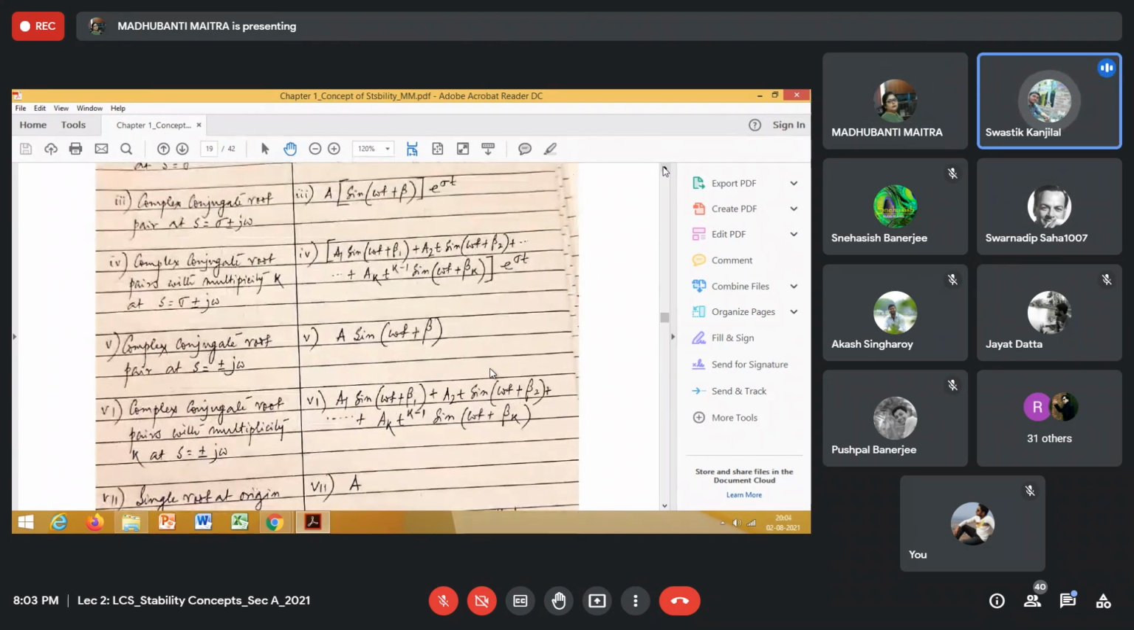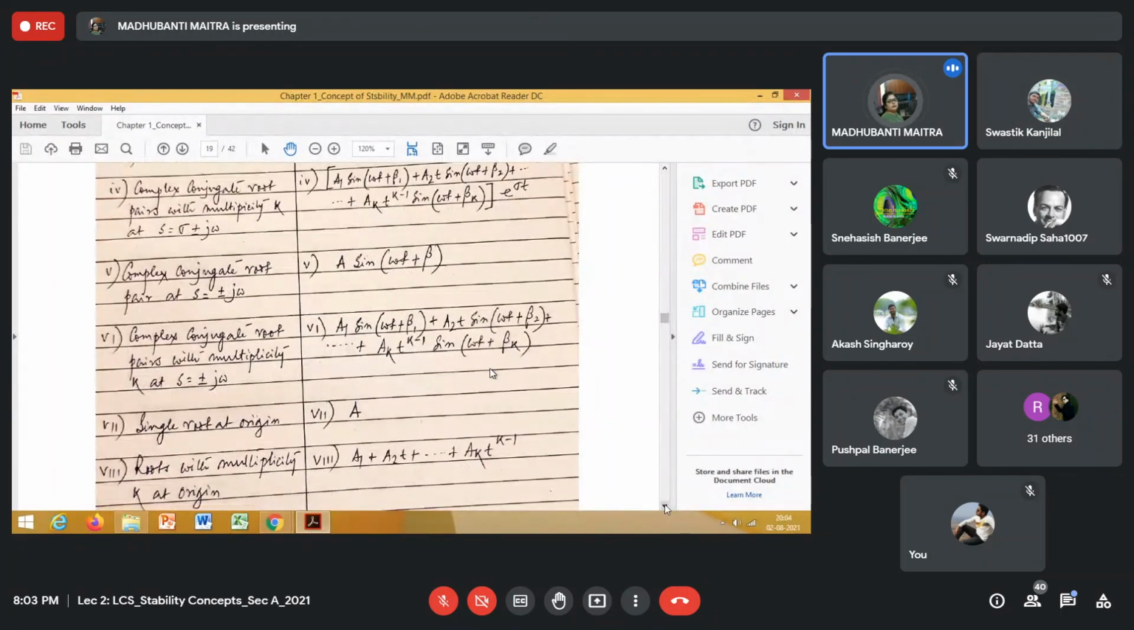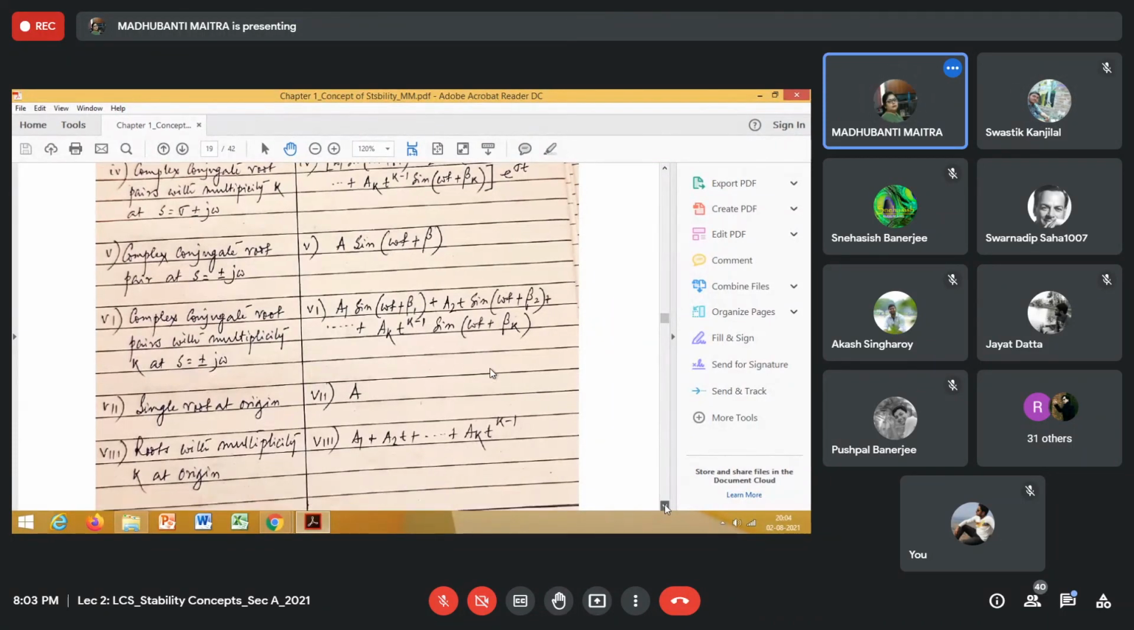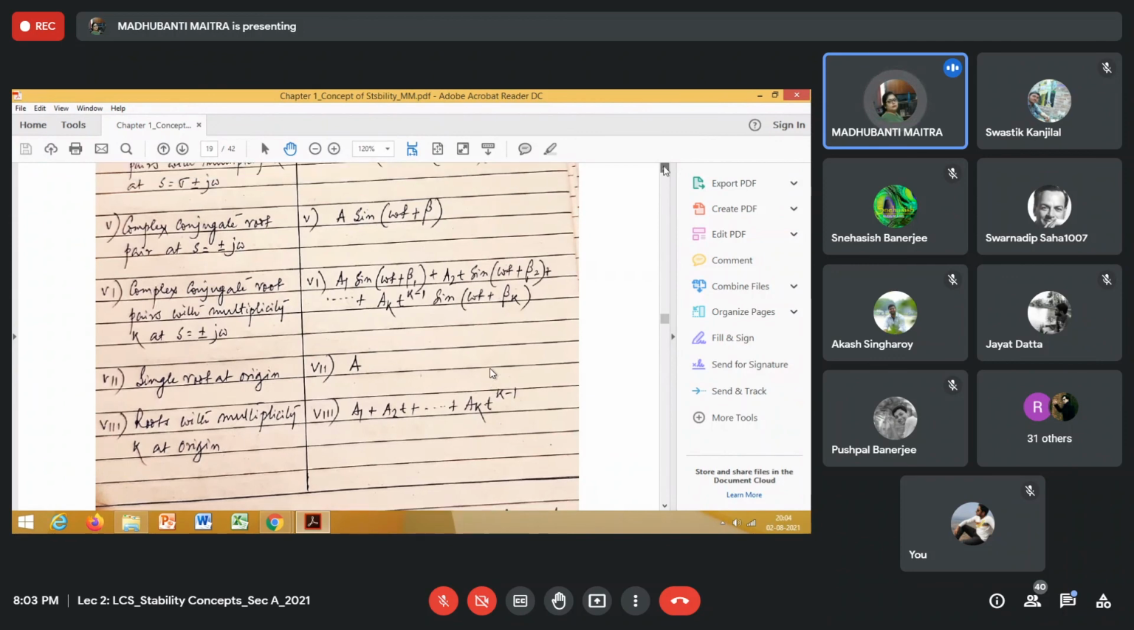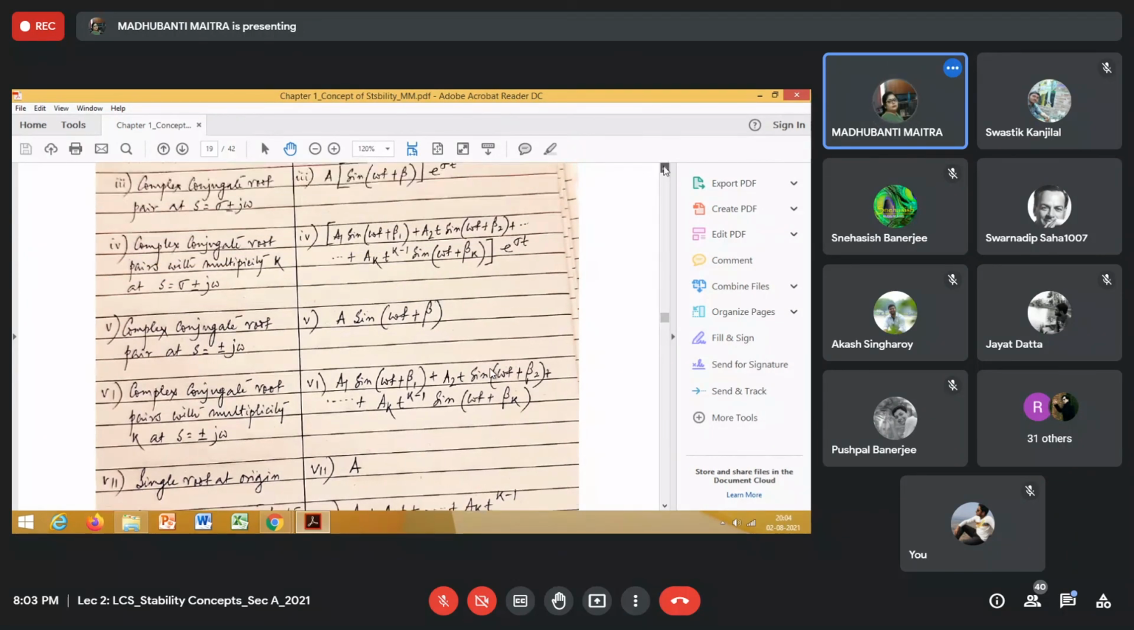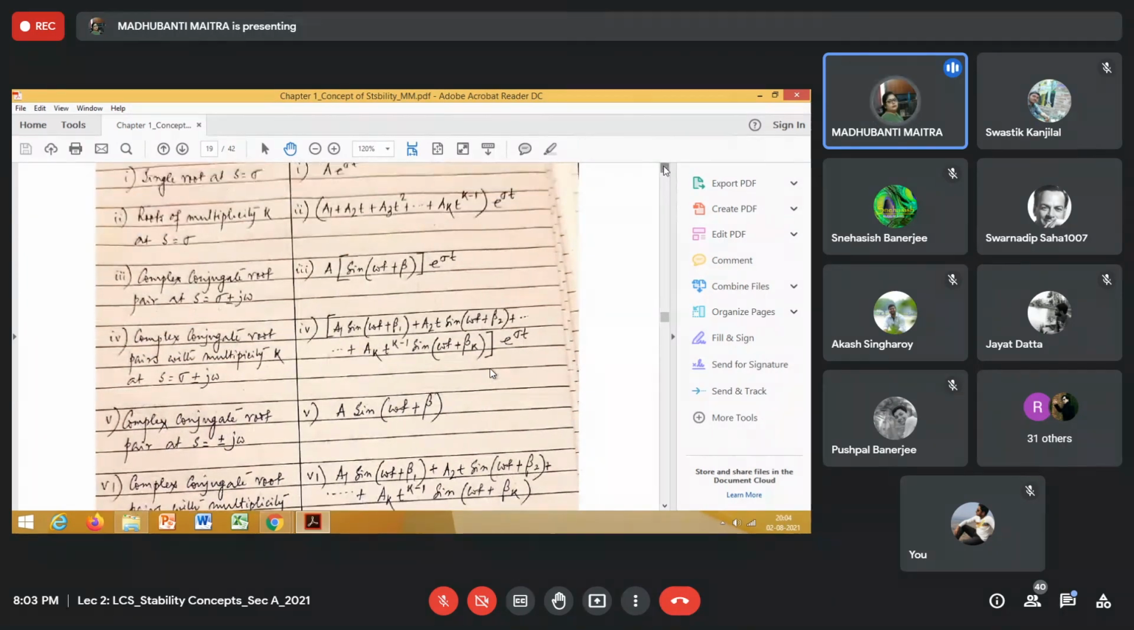Ma'am, the last case is actually the special version of the second case with just sigma equal to 0. Yes. So, ma'am, if there is no zero, then a1 to a(k-1), all these constants will be 0, and there will be only one constant. So that is the case. So we have generalized the formula here. Exactly. This is the most generalized version of c(t) that we have written down.